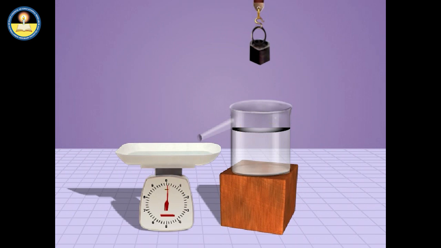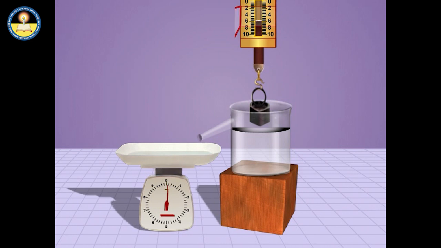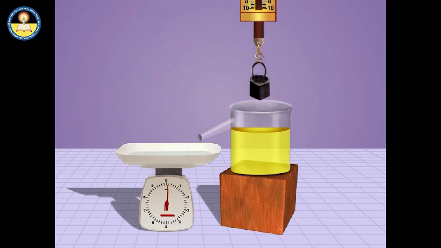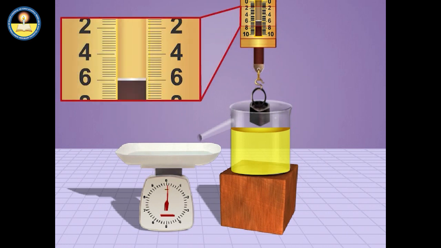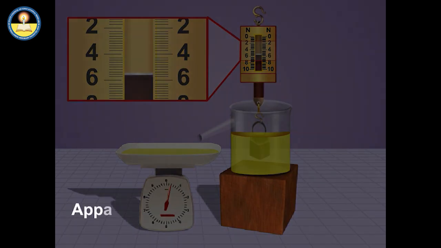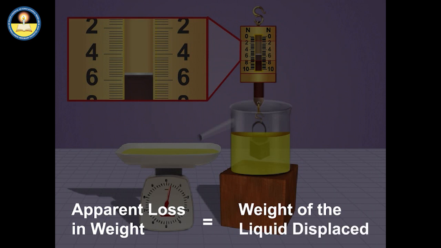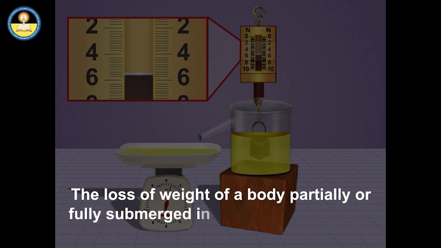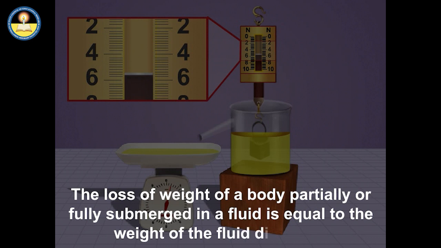Let us see this activity. When an object attached with a spring balance is suspended in water, it experiences a decrease in weight, which is equal to the weight of the displaced water. Similarly, when the object is suspended in liquid, it experiences a decrease in weight which is equal to the weight of the displaced liquid. Hence, the apparent loss in weight of the body is equal to the weight of the liquid displaced by the body. Therefore, the Archimedes principle can also be stated as: the loss of weight of a body partially or fully submerged in a fluid is equal to the weight of the fluid displaced.